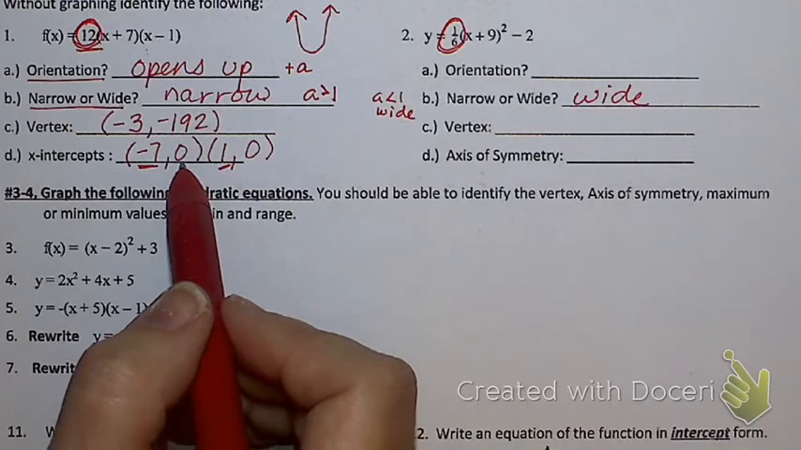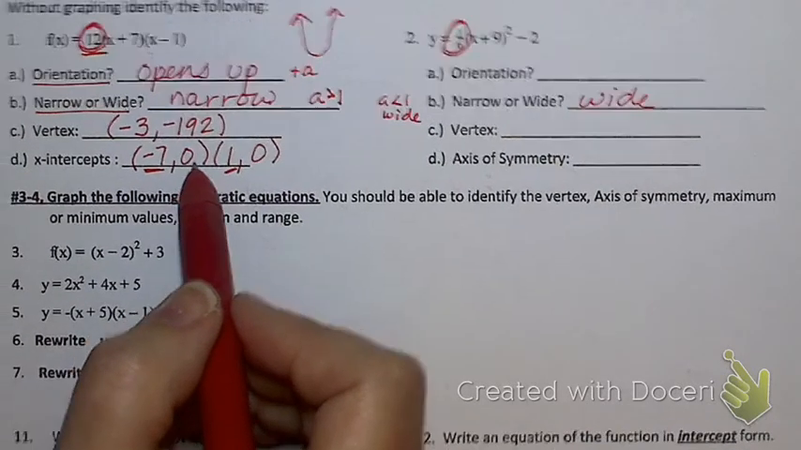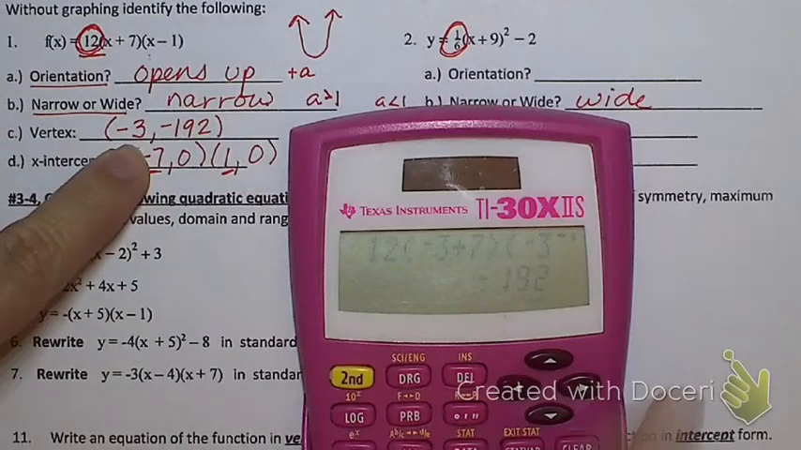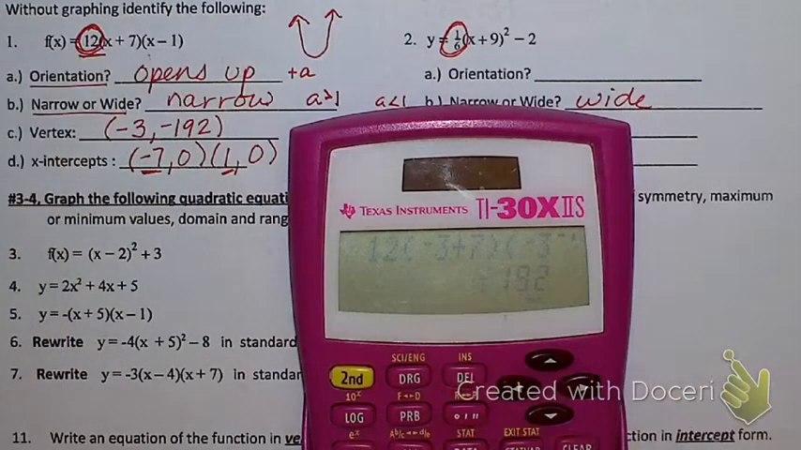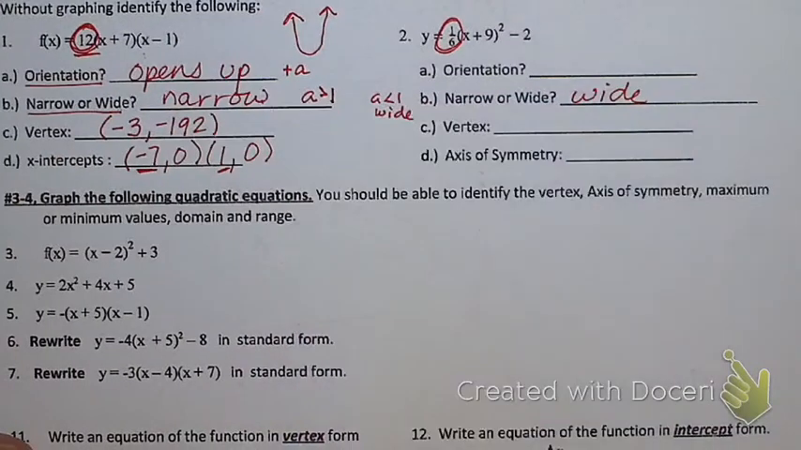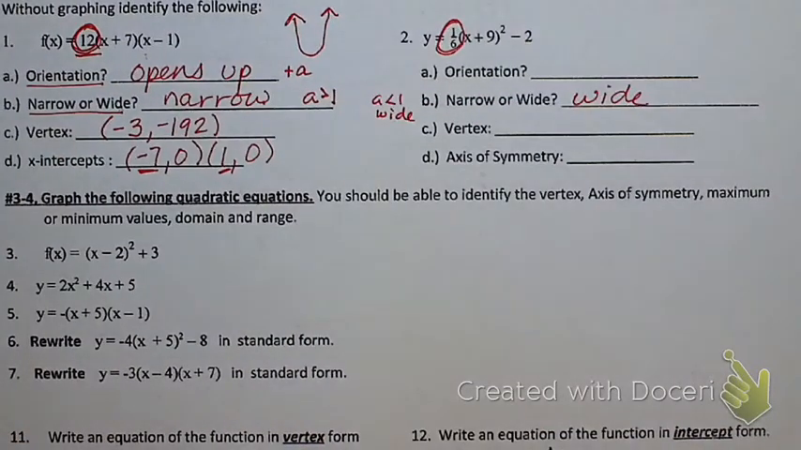Question? What was that? How did you get that negative 192? I plugged in negative 3 into this equation for x. Okay? Any other questions there? No.